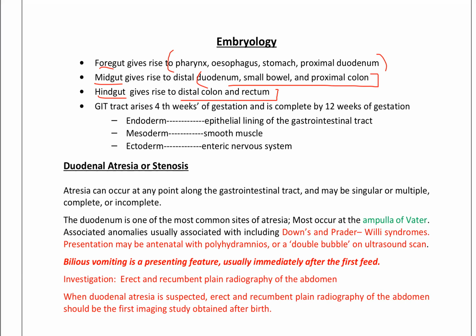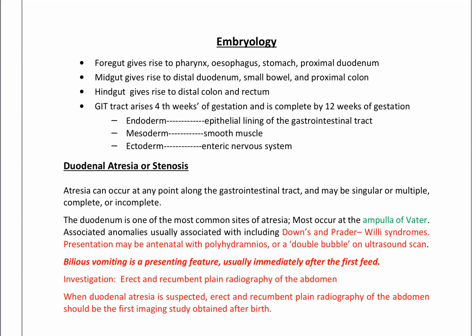The GI tract starts to develop from the 4th week and is completed by 12 weeks. We know that the endoderm gives the epithelial lining, the mesoderm gives smooth muscle, and the ectoderm gives the nervous system; the enteric nervous system is developed. These are not very important. But we have to give much importance to some diseases. Among them, the most important is duodenal atresia.